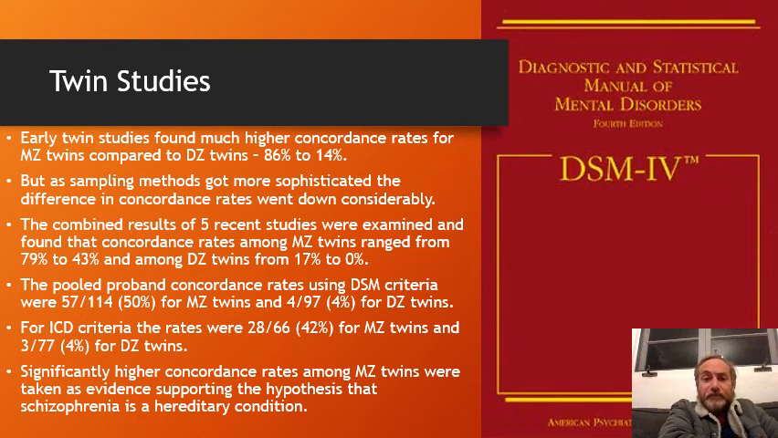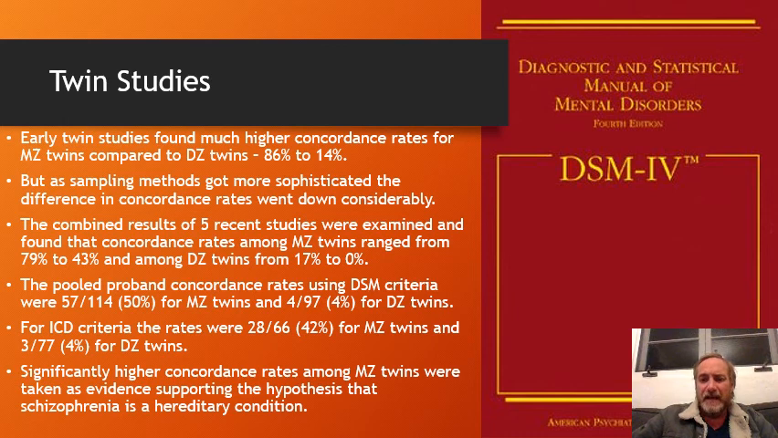and finds concordance rates among the MZ twins between 79% and 43%, and among the DZ twins anywhere from 17% to 0%. So just eyeballing it, pretty significant differences. But we'll do it the right way. So you pool all the data together from these different studies, and they use criteria.